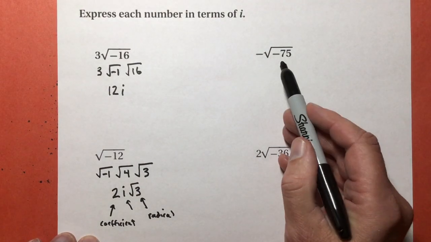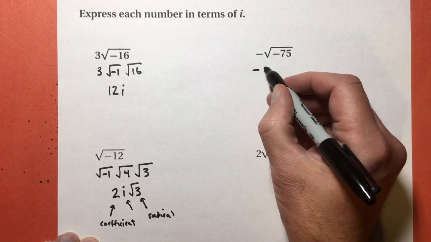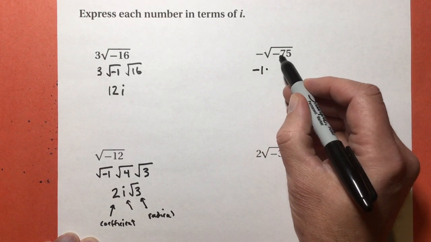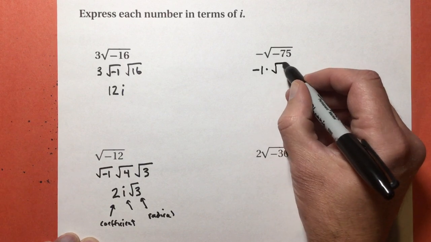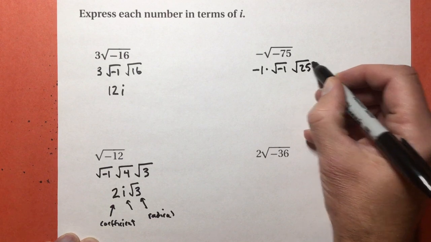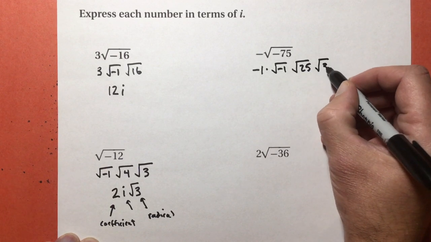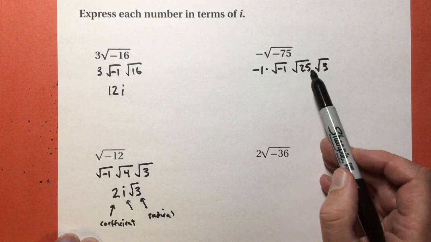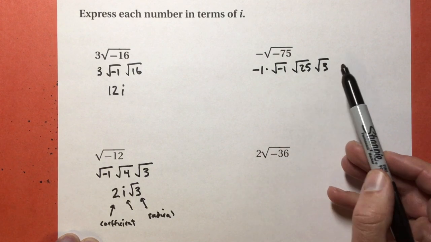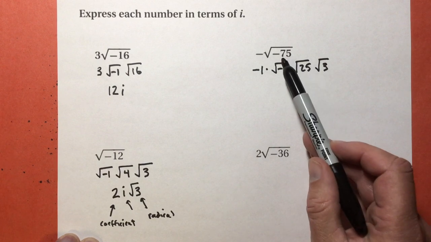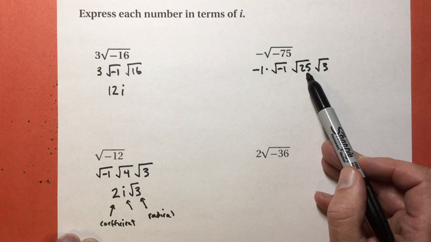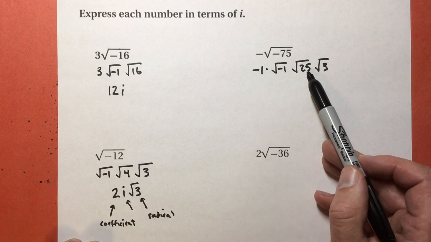All right, let's try this one. I got a negative here, that's -1. -75 under the radical, that's going to be the square root of -1 times the square root of 25 times the square root of 3. How did I know 75 was the square root of 25 times, 75 is 25 times 3? Because I'm going to factor 75 into the biggest perfect square. And the biggest perfect square that is a factor is 25.